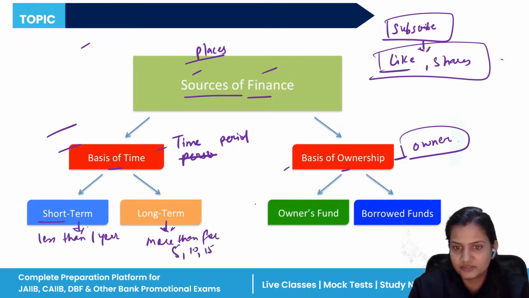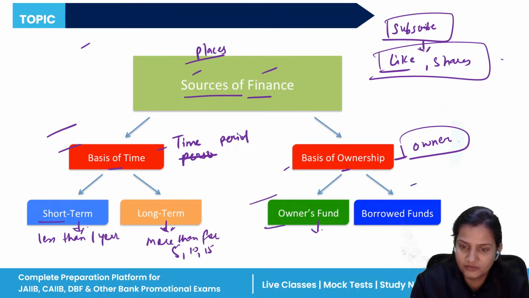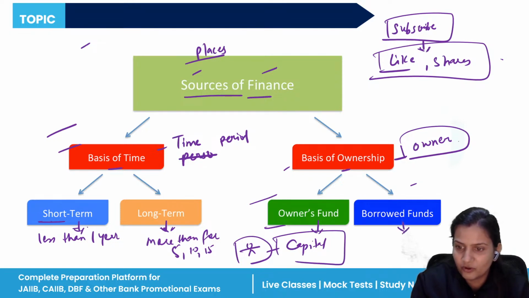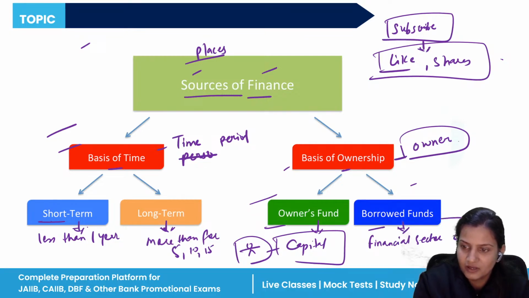On the basis of ownership, again, we have two types of sources of finance. The first is the owner's fund. Owner's fund means what? I'm the owner of the business, and I'm using my own capital for running the business. So this is the owner's fund. Second comes borrowed fund. Borrowed fund means what? I need some more capital for my business, so where will I go? I'll go to any financial sector, any banking sector, to borrow such funds. So borrowed funds are the funds from such institutions from where we can borrow the funds which we need in our business.